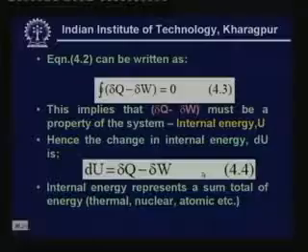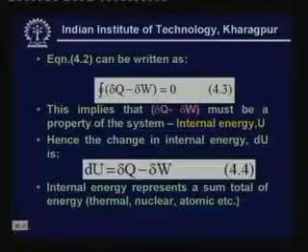This means that since the cyclic integral of ∂Q minus ∂W is 0, ∂Q minus ∂W must be a point function, because for all point functions the cyclic integrals are 0. So ∂Q minus ∂W is a point function, which means it must be a property of the system. This property is known as internal energy. That is how the first law defines a property called internal energy, and you can write the change in internal energy dU as ∂Q minus ∂W.